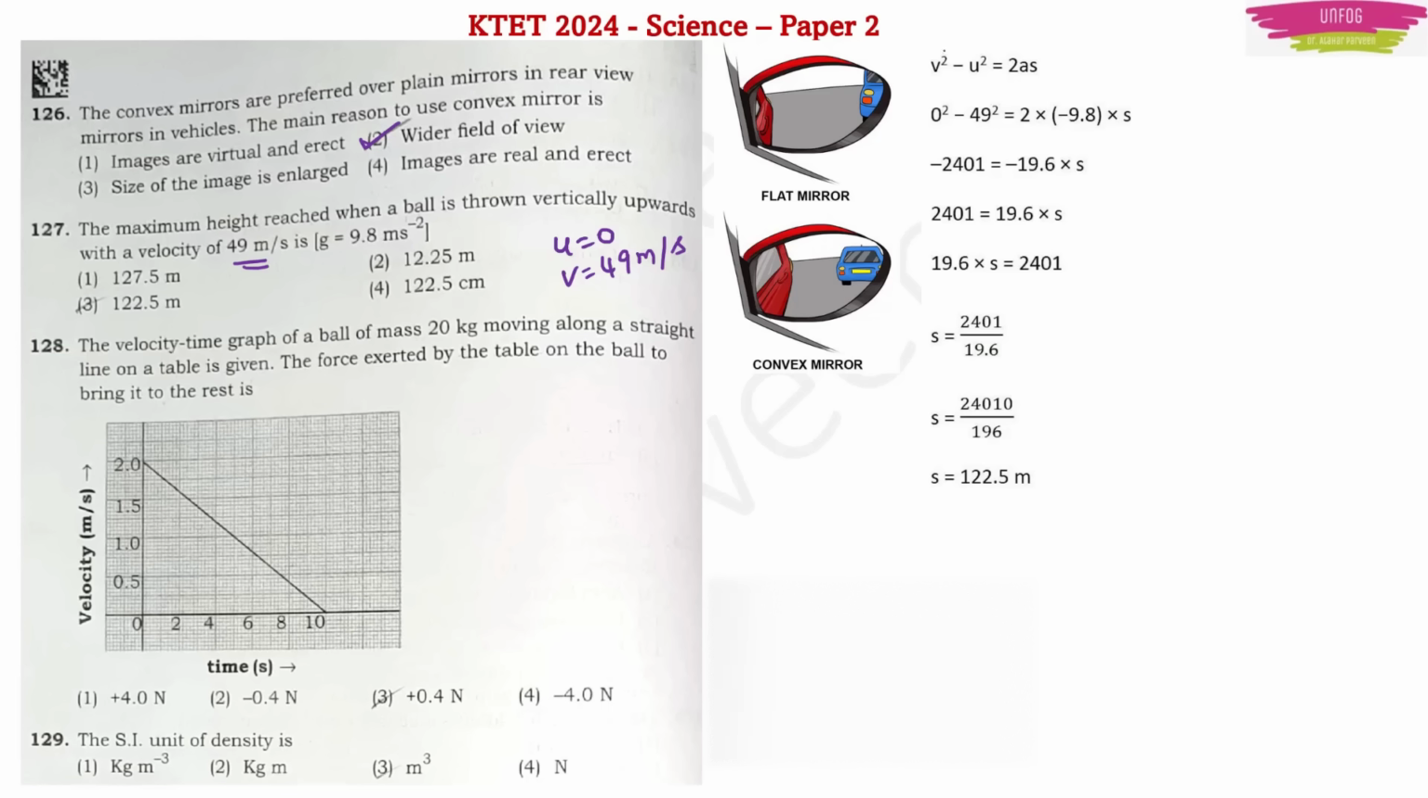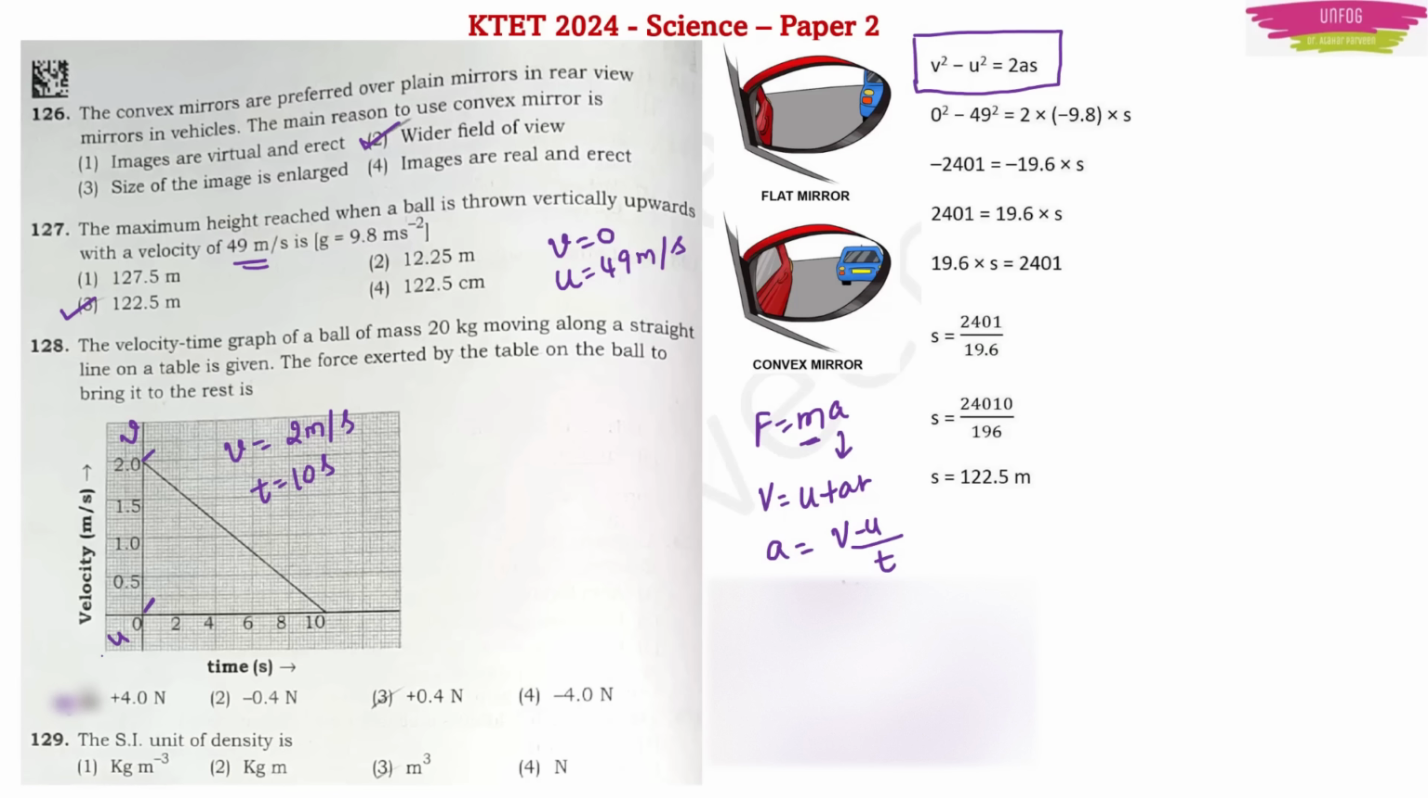So here you should apply this formula, v square minus u square is equal to 2as. Here initial velocity will be 49 meter per second and final velocity will be 0, right? Because the ball is already thrown vertically upwards, it is already in the air in the question. So just substituting things here, you will get the correct answer as 122.5 meter. Option 3 will be the correct answer here.